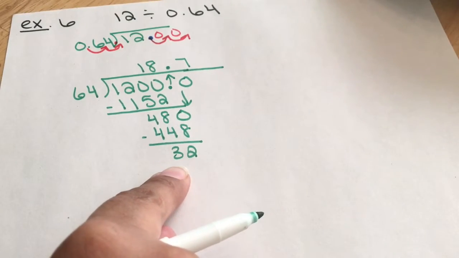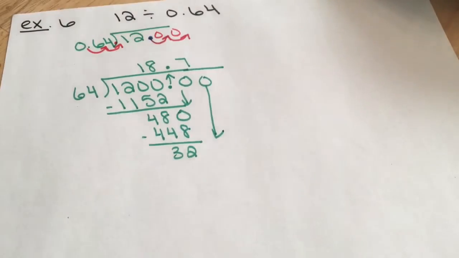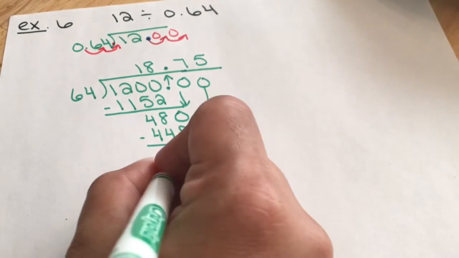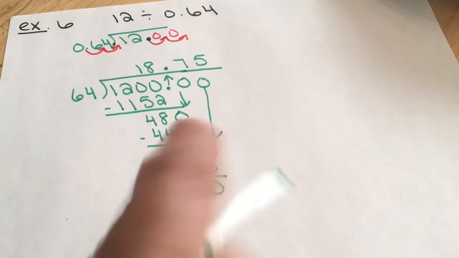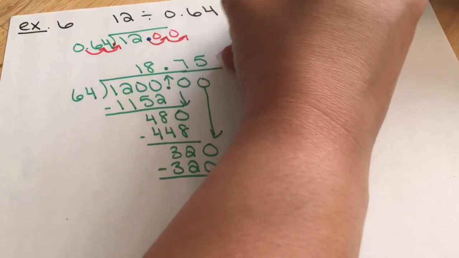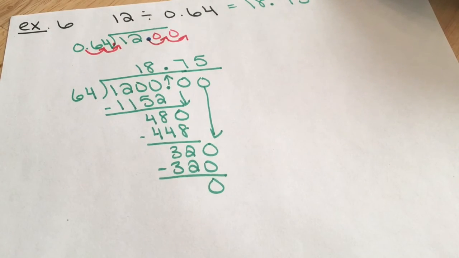Since I, again, have a remainder, I will need to add 1 more zero and bring it down. So 64 will go into 320 5 times, and 5 times 64 is exactly 320. At this point, we know that we will have 0 as a remainder, and we're done with our problem. So 12 divided by 0.64 is going to be 18 and 75 hundredths. Heavy division there.